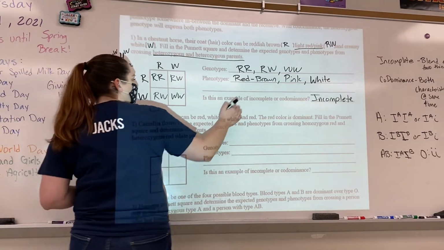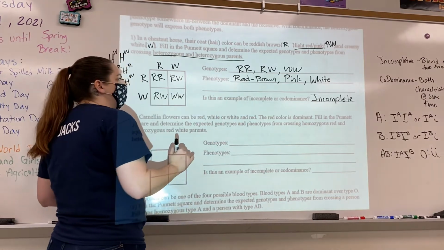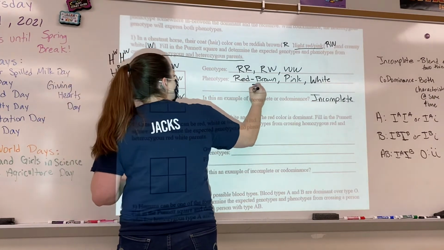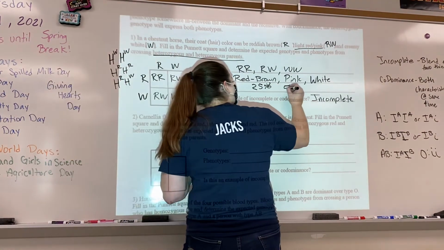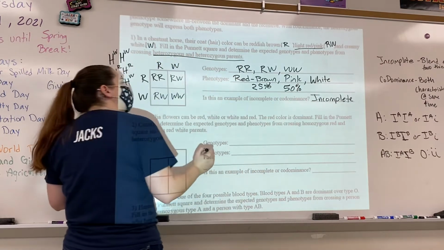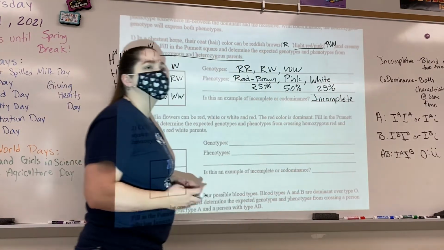So what is the probability of an offspring being red-brown? 25%. What about pink? 50%. And white? 25%. Very good.